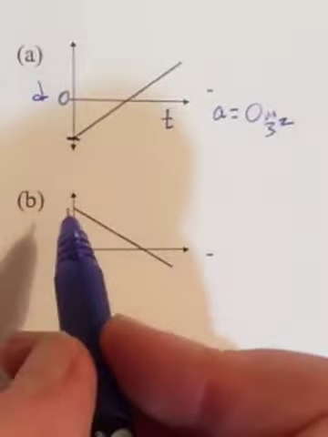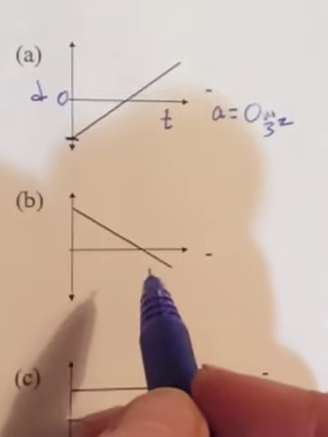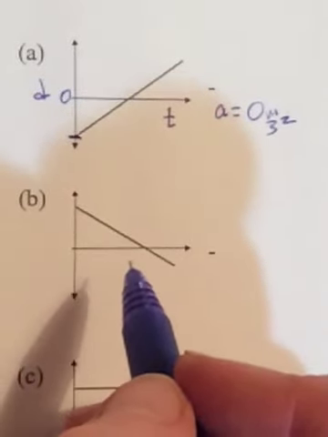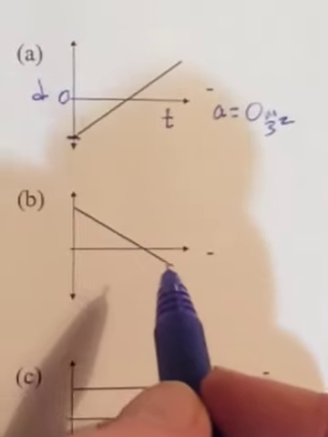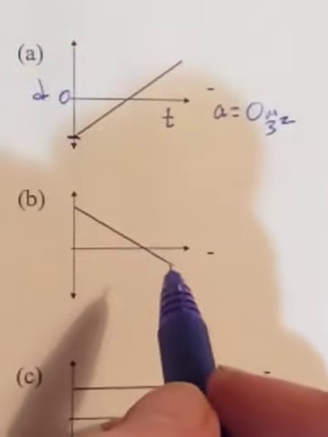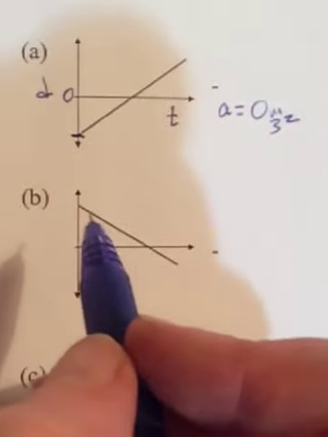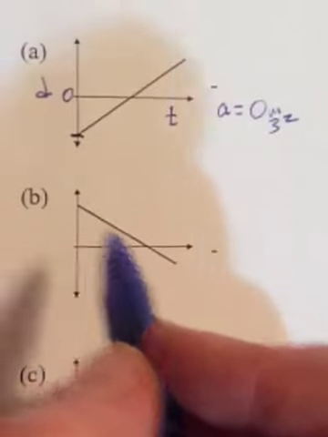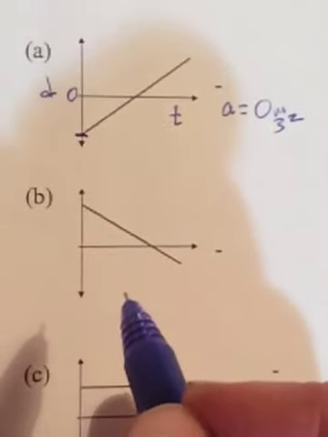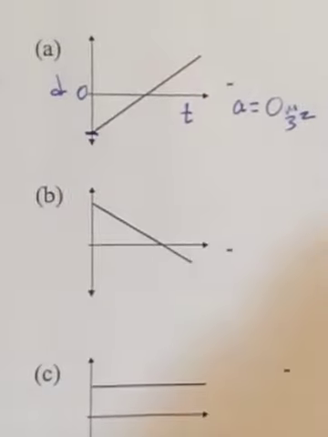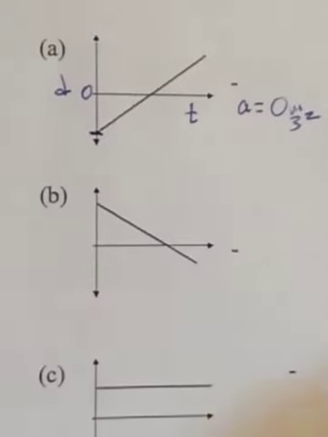Graph 2, slope is still constant, but this time it's negative. So this object is traveling still at a constant velocity, but in a negative direction. There's still no acceleration. Next one's easy, I think. I hope.